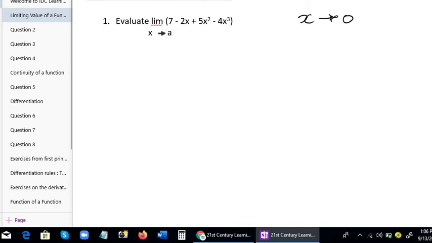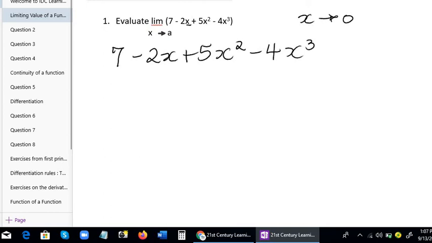Now let's look at this function. Let's evaluate the limit of this function: 7 minus 2x plus 5x squared minus 4x cubed, as x tends to 0. You can replace x with 0. It simply means wherever you have x, substitute x with 0.